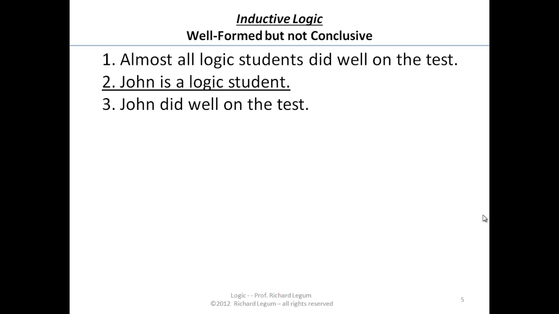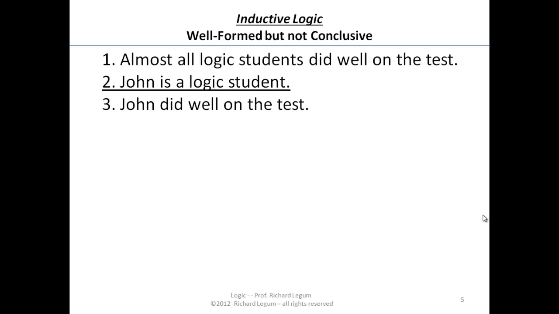Almost all logic students did well on the test. John is a logic student, therefore John did well on the test. Well, let's say we know those two premises. Almost all logic students did well on the test, and John's a logic student. Looks like a good argument, not 100% for the conclusion, which is what some of you guys are thinking.